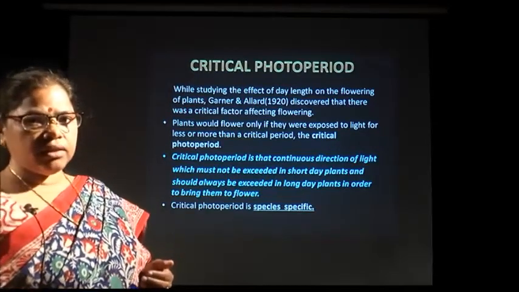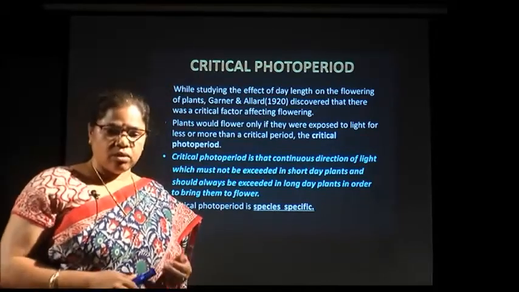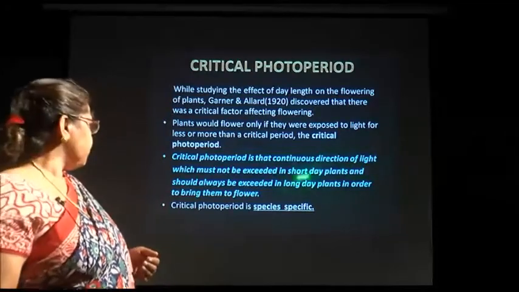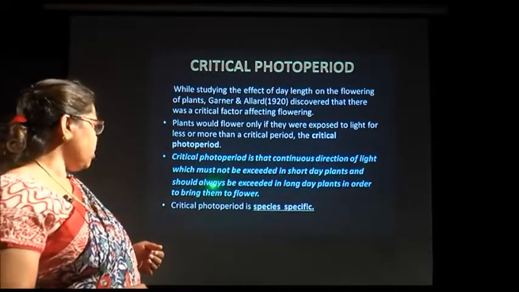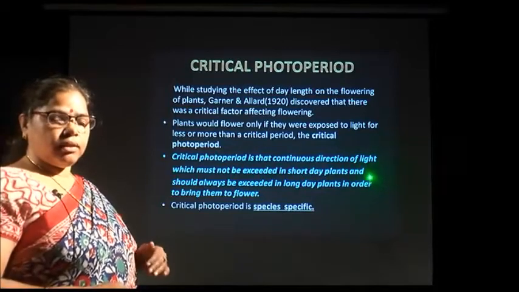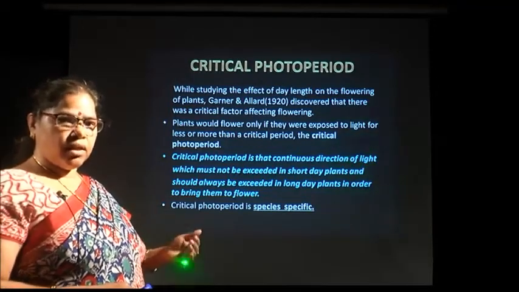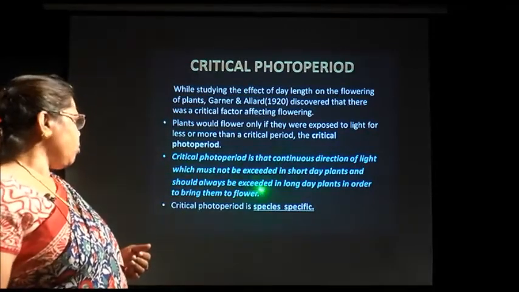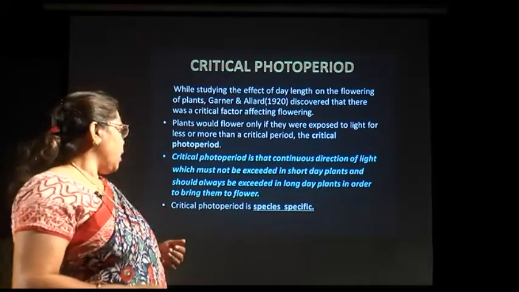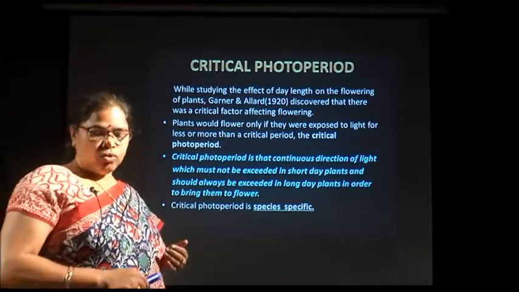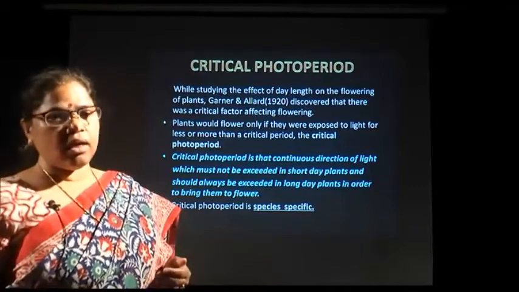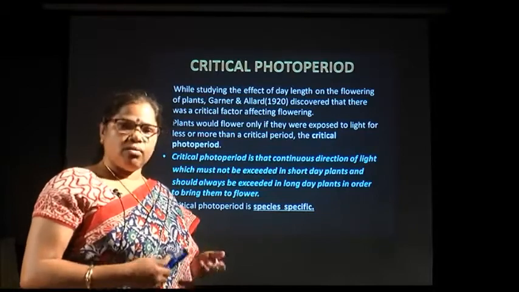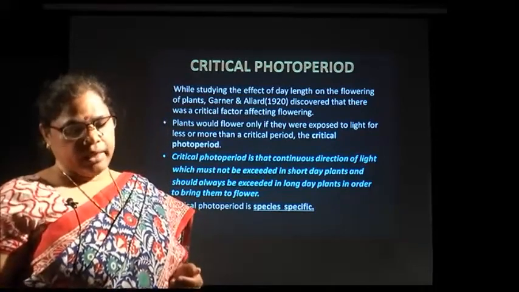So, you can define the critical photoperiod or critical day length as that continuous duration of light which must not be exceeded by the short day plants. Short day plants do not exceed that critical factor, and it must always be exceeded in long day plants in order to bring them to flower. So, for flowering, the short day plants should not exceed the critical day length, and the long day plants can always exceed the critical day length.